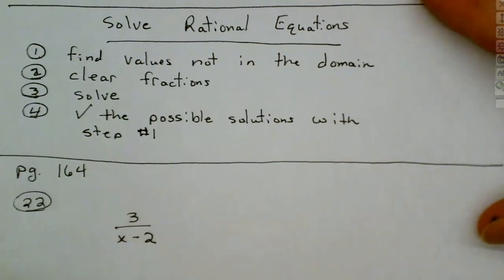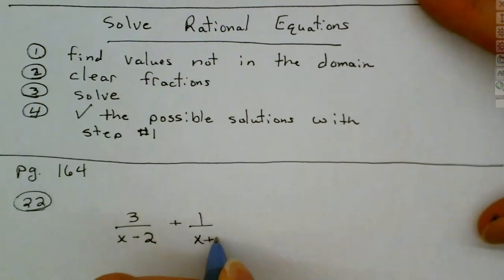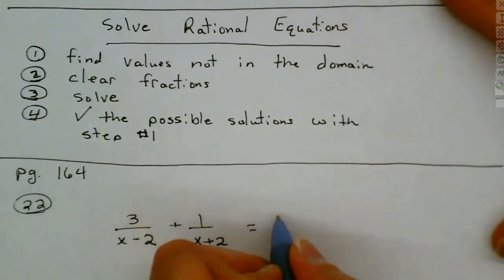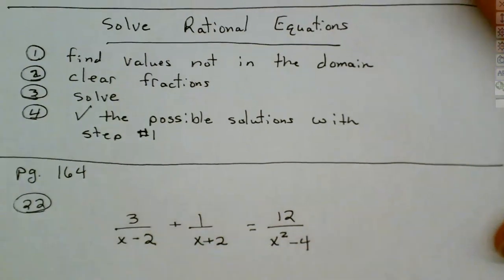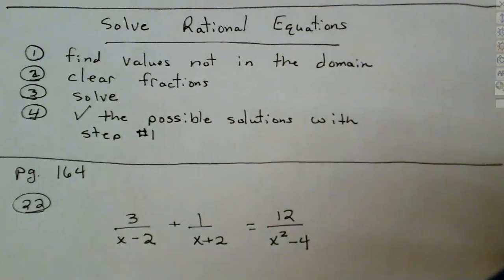So 3 over x minus 2 plus 1 over x plus 2. And that equals now 12 over x squared minus 4. So let's go ahead and go through our procedure. Now, first thing I'm going to do is factor, because if you need to, factor first.